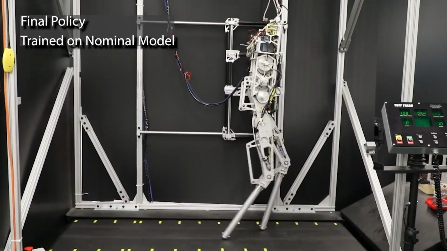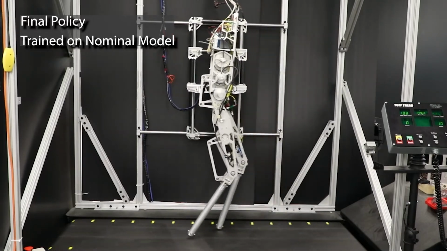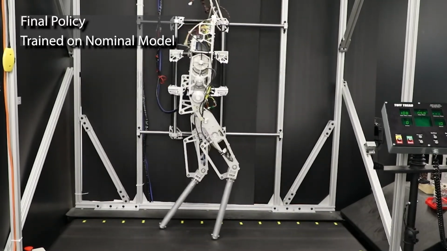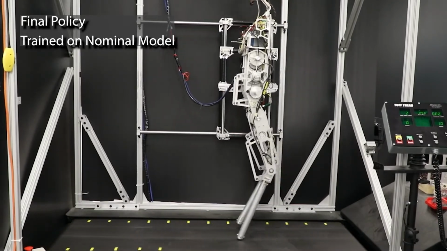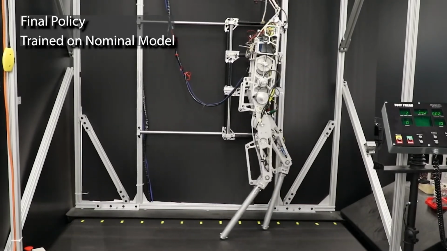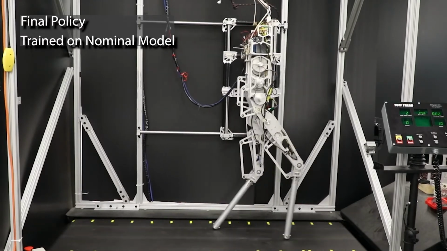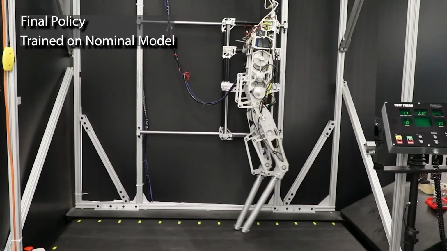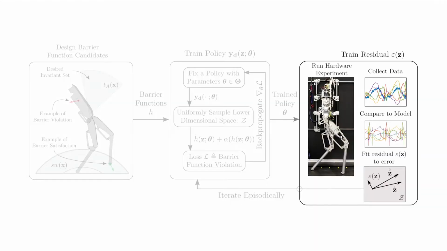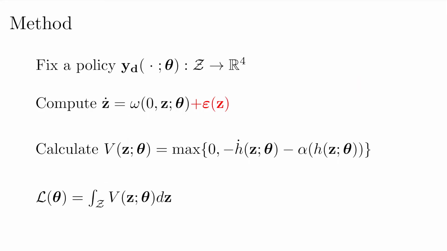When the policy is run on hardware, we note that the robot falls forward and is leaning on its supports. This is due to the error between the model used to compute the zero dynamics and the true dynamics of the hardware system. To combat model mismatch, we learn a residual error on the dynamics from rollouts of the physical system using the AGILE method. The update to the training process is simple.